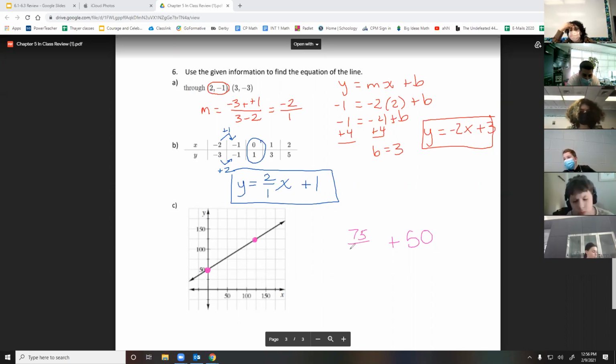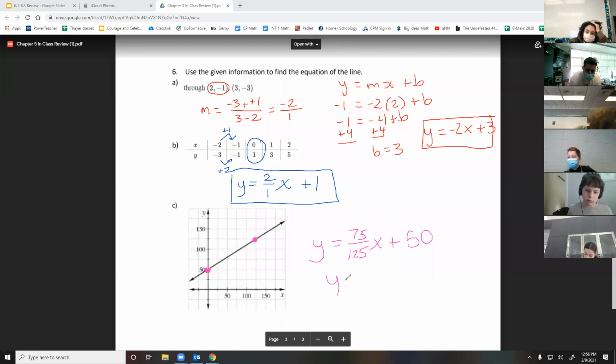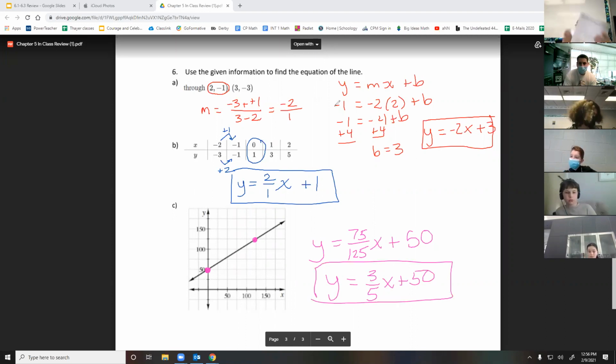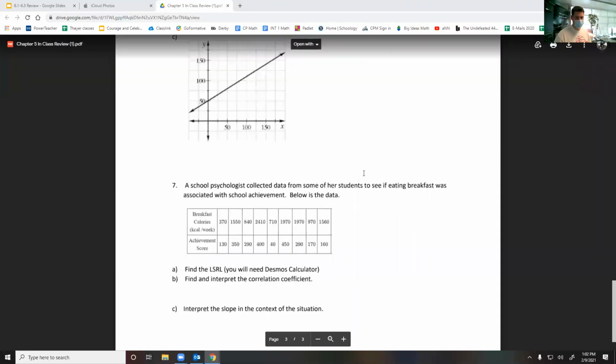Now you could write it like that, but you could also reduce that down, can't we? And what does that reduce to? What would that slope reduce down to? All right, that would be a slope of 3/5. So y equals 3/5 x plus 50. And that's your third equation. Last but not least will be number 7, coming shortly.